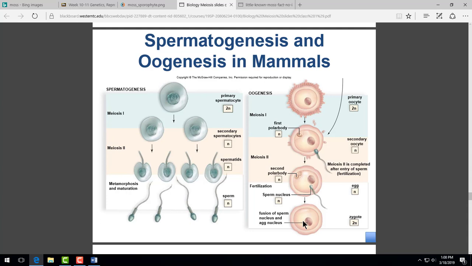So if there's an error at that time, and it certainly can, we talk about with older eggs, there's more likelihood for the spindle to break and to drop off chromosomes or leave chromosomes behind. That's where we see a lot of genetic problems that people have with aging.